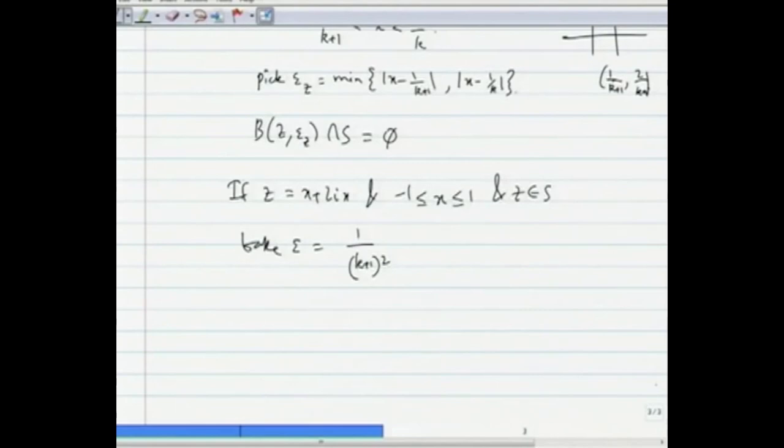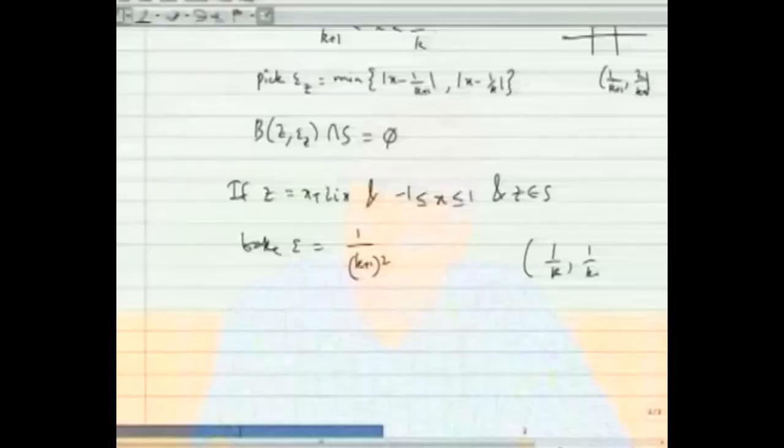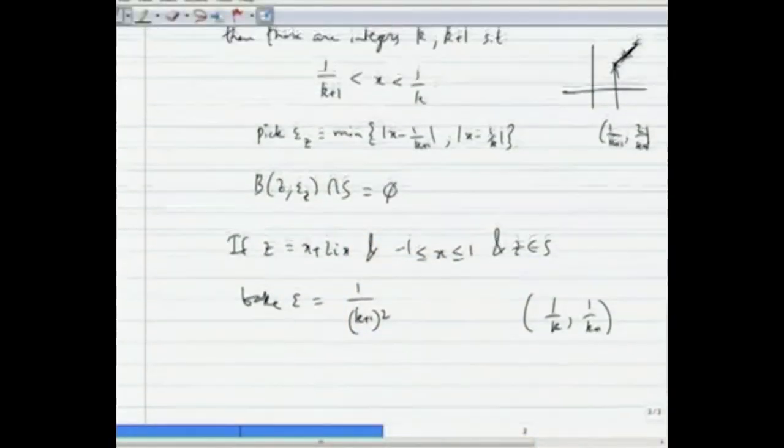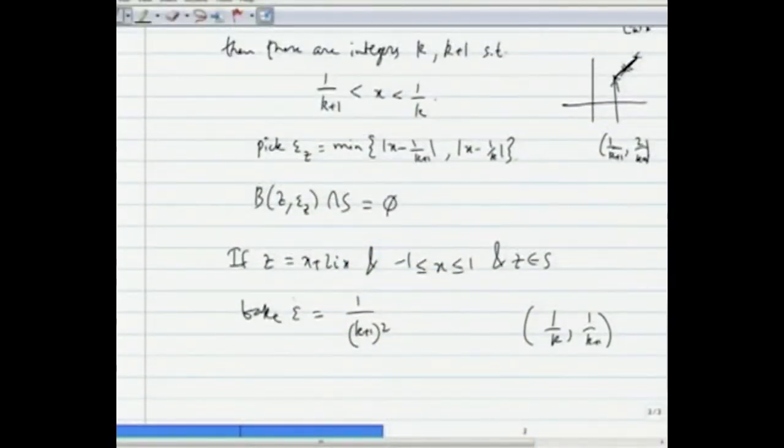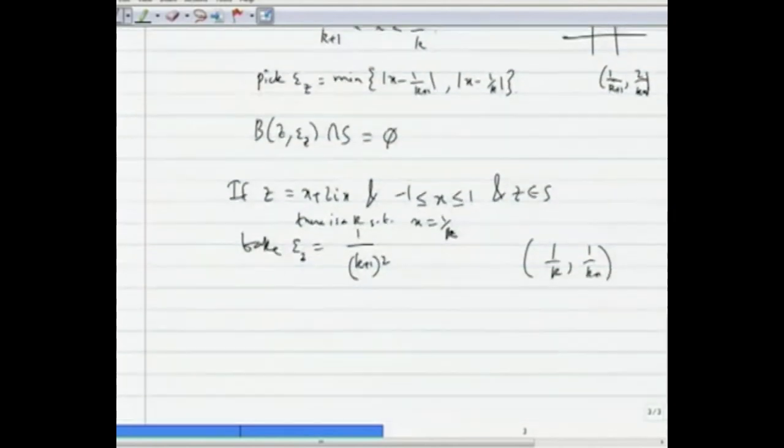You could take 1 by k plus 1, okay, that also, or 1 by k plus 1 squared. So, it is the distance between 1 by k and 1 by k plus 1. But I should say what is k: there is a k such that x is equal to 1 by k because x belongs to the set. Okay. So, then take epsilon z equal to 1 by k plus 1 squared.